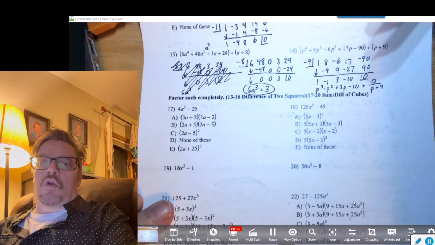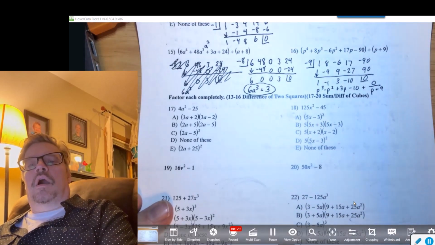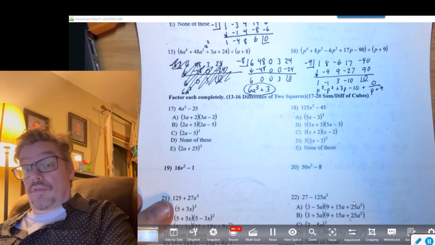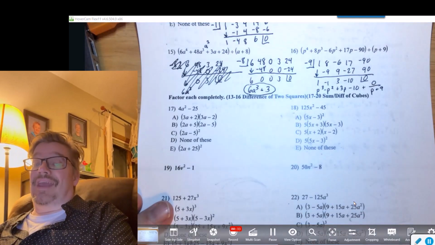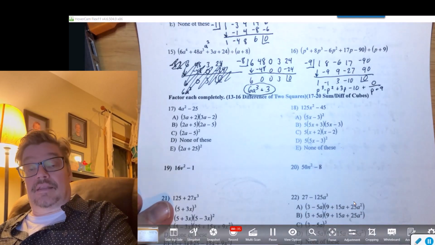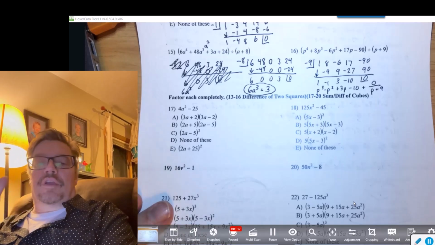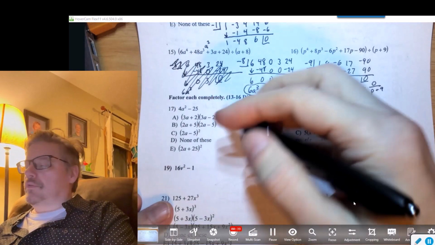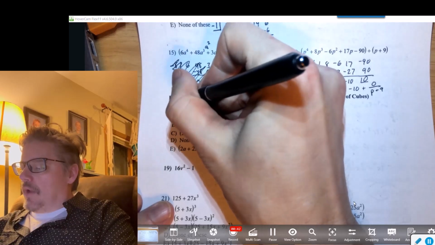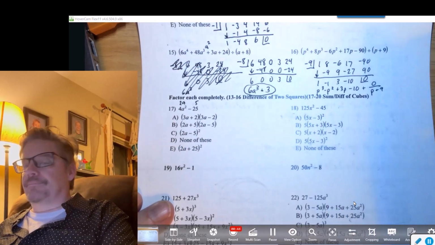If you notice in your homework, it was a little bit more difficult. Maybe it was 4a to the fourth, and then you had to figure out that it was 2a to the second that was being squared. But not for here. Okay. So the difference of two squares looks like this: this would be 2a and this would be 5, okay?